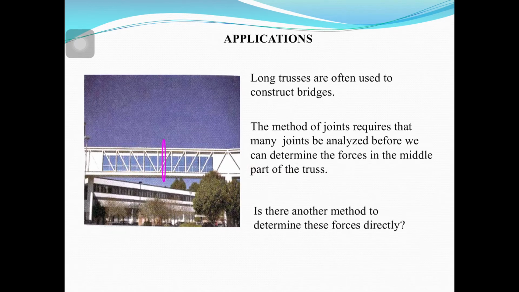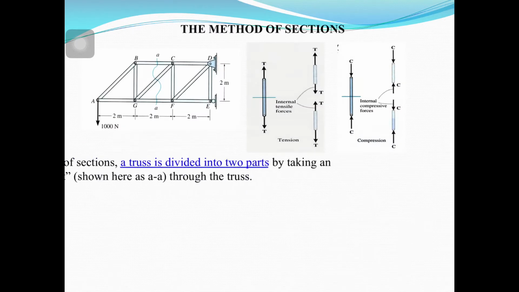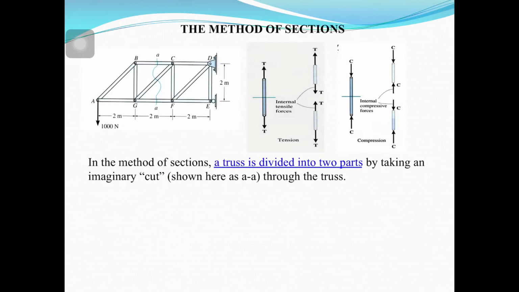So is there any method to determine this force directly? The answer is yes. We have the method of section. In the method of section, a truss is divided into two parts by taking an imaginary cut, as shown here as AA, through the truss. So let's say you have a truss here. We cut here, we cut this one. This is known as an imaginary cut.